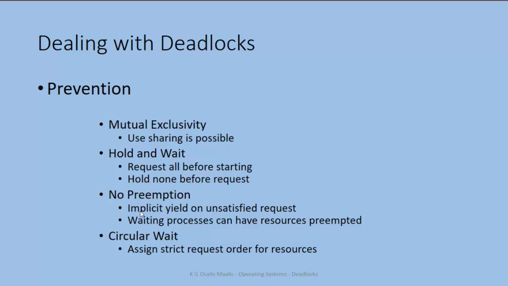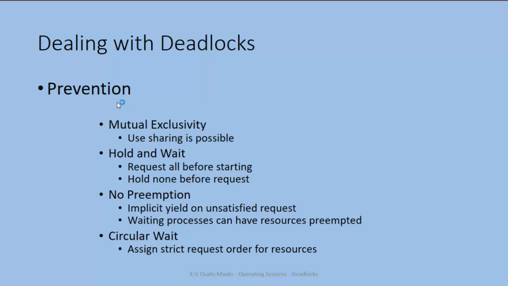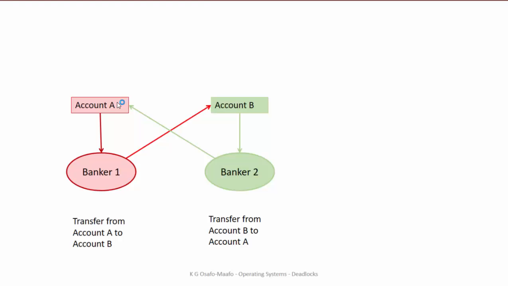Now we have this one called implicit yield on unsatisfied request. Same thing, meaning that if Banker 1 already had account A and was asking for account B, it would have to let go of the account it is already holding on to. And of course, the other one that we said was a little bit interesting, but the same twist, meaning that if Banker 1 were waiting for account A and was in a waiting state, and Banker 2 was currently running, holding on to B, Banker 2 would be allowed to take account A from Banker 1.